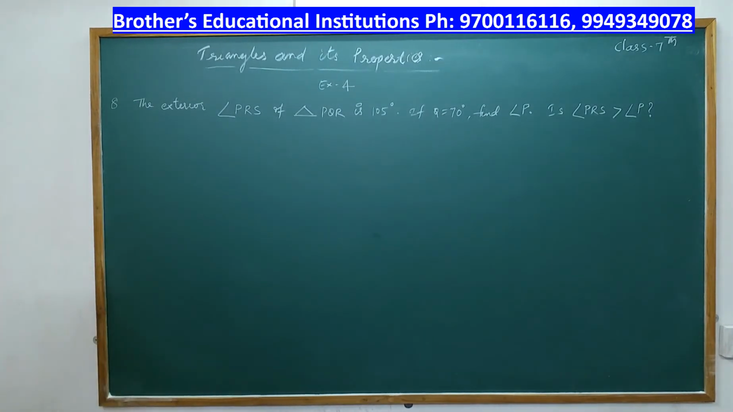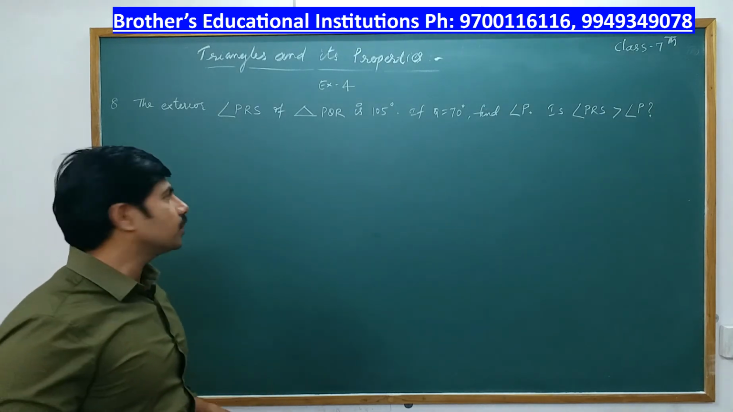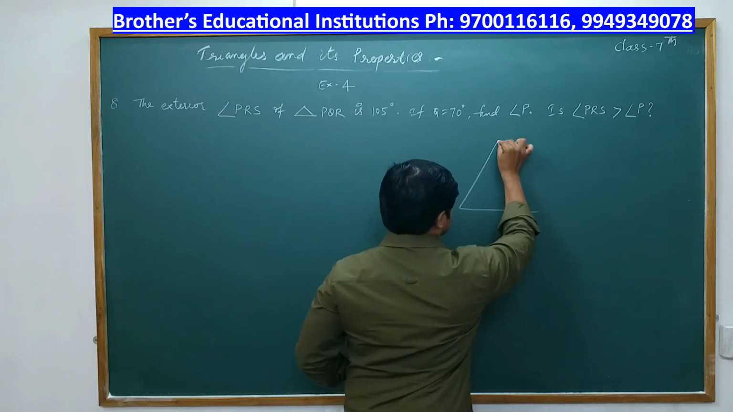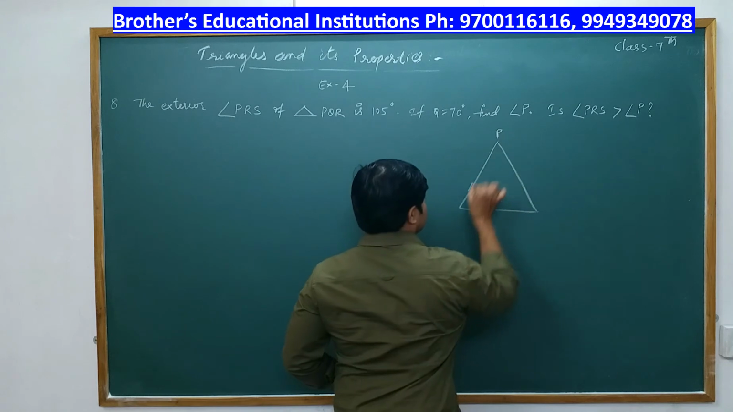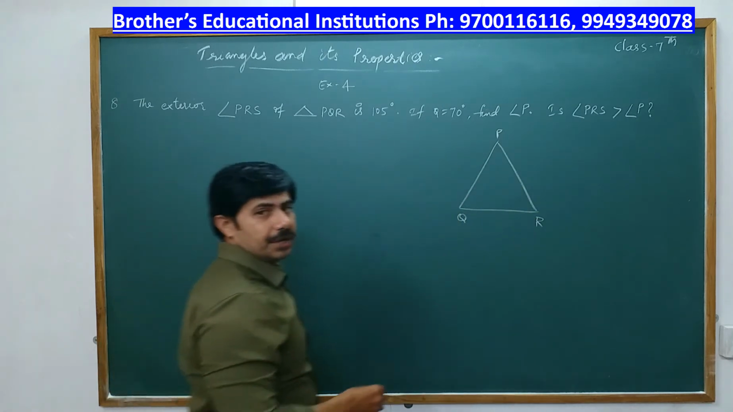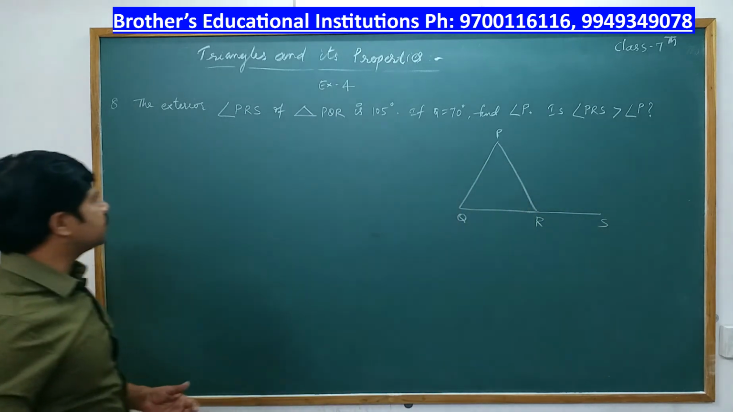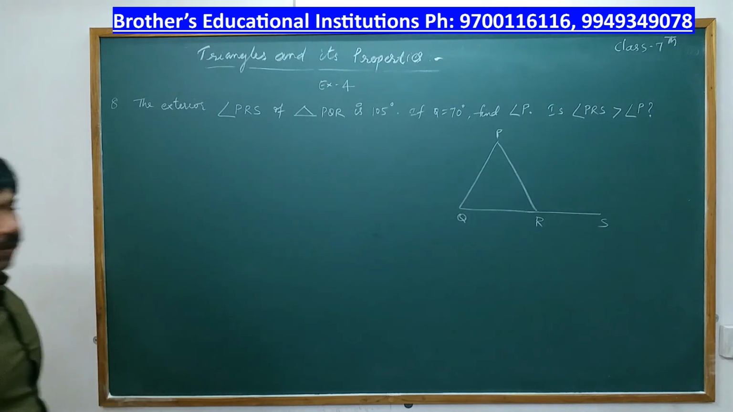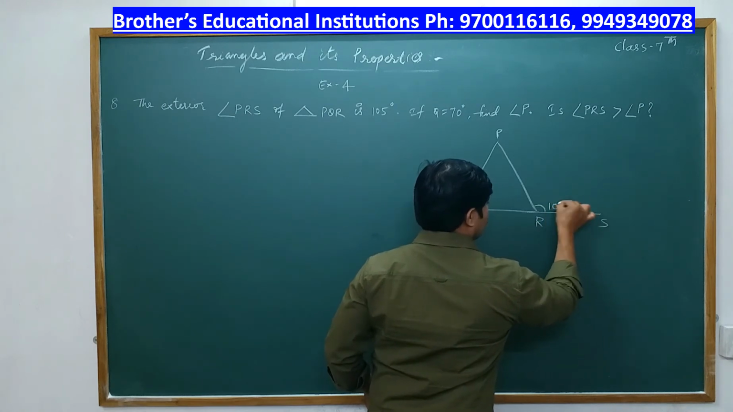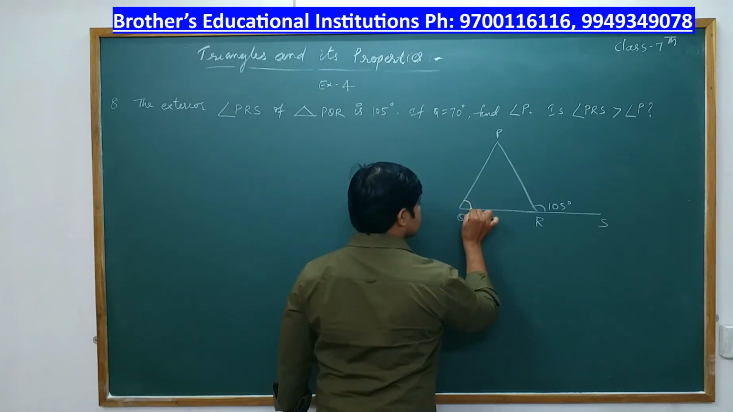Next problem. The exterior angle PRS of triangle PQR is 105 degrees. So first we draw one triangle PQR. I'll draw this triangle PQR. PRS is the exterior. So extend this QR to S, right? So PRS is the exterior angle, 105 degrees. So PRS is 105 degrees. Angle Q is 70 degrees.